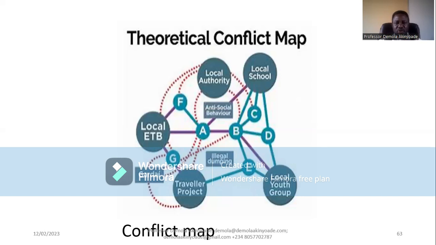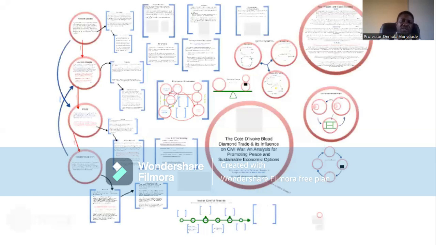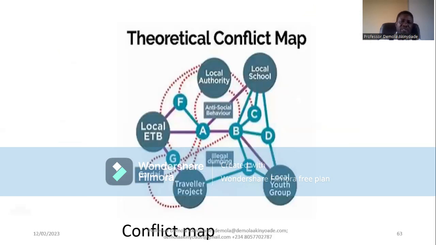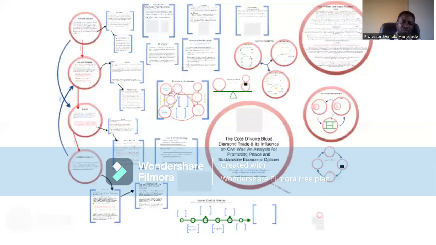The issues between these are represented in the rectangular boxes. The lines. Unbroken lines show alliance. Broken lines show discord. This one is a conflict map drawn by a group of people in a workshop about the conflict in the Democratic Republic of Congo.